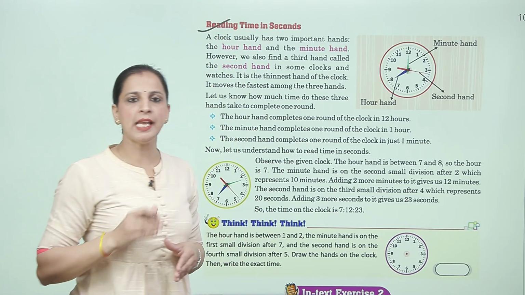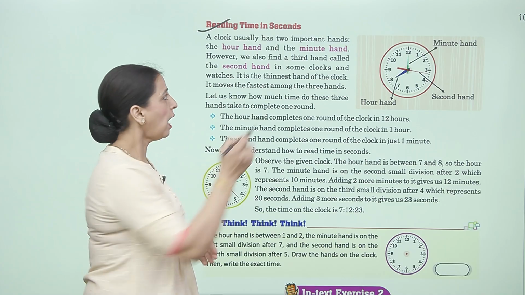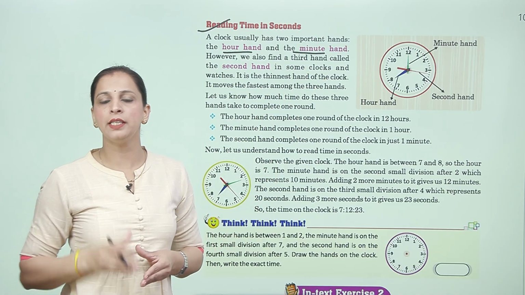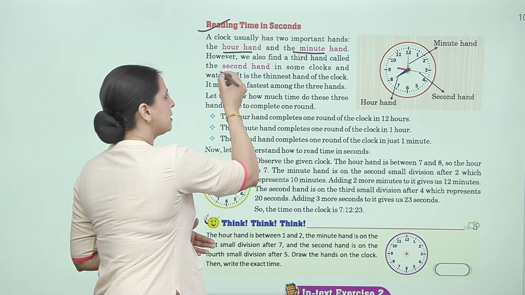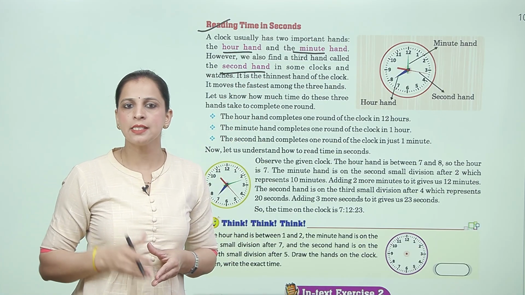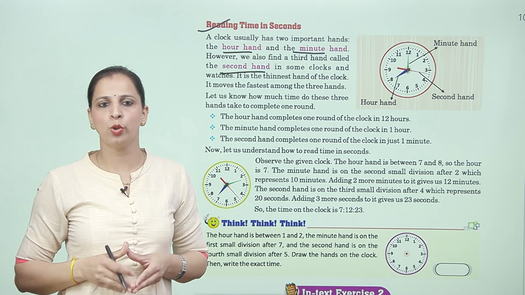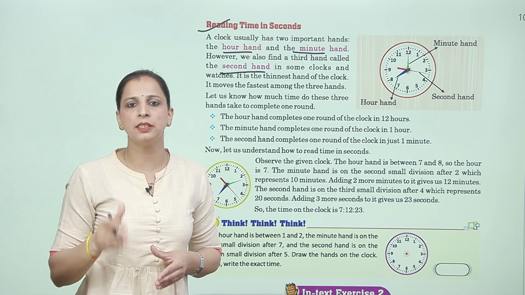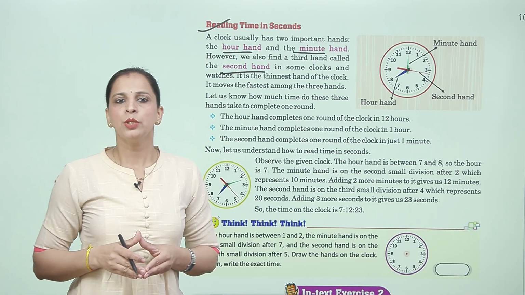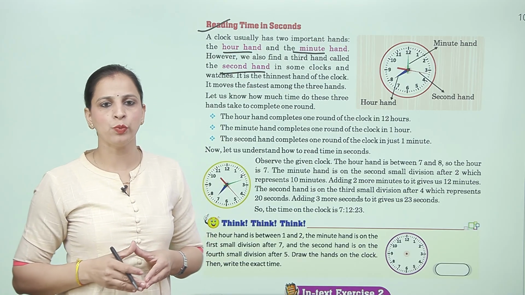A clock usually has two important hands, the hour hand and the minute hand. However, we also find a third hand called the second hand in some clocks and watches. It is the thinnest hand of the clock. It moves the fastest among the 3 hands. Let us know how much time do these 3 hands take to complete 1 round.